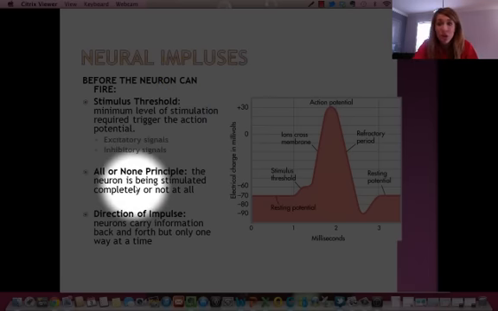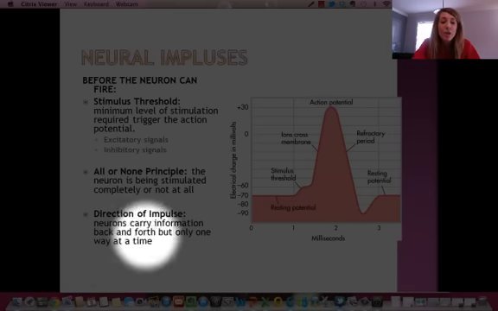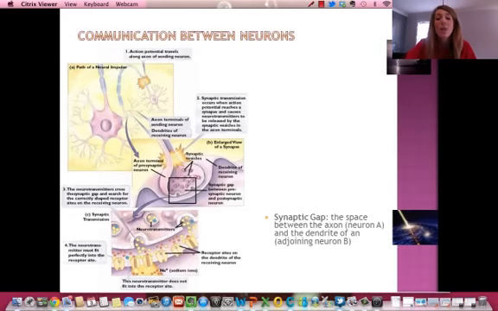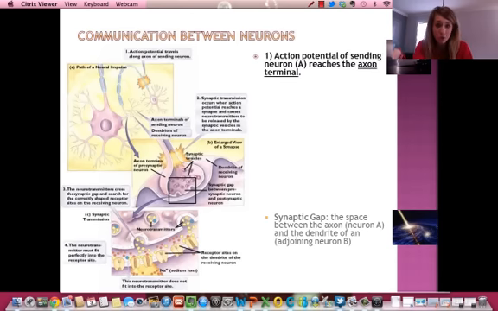Here's the deal, all or none. Like I said, the neuron has to be completely stimulated or not at all. And the direction only goes one way at a time. So it can carry a message back and forth, but at a time, it only goes one way or the other, they don't crisscross. Okay, so if I want two neurons to talk to each other, okay?